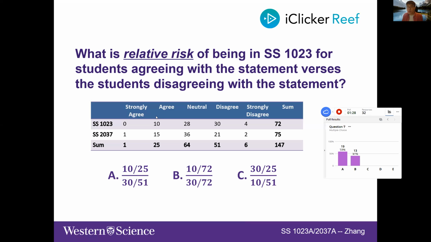So the question is, are we only looking at SS 1023? Yes, we are only looking at 1023. Let me think about how to explain this. The numerator and denominator depend on what our comparison is about, right? And the event itself will determine what is inside each element. If you look at each element, the first one is what we are looking at: the students in SS 1023 in the agree group, right? And for the denominator, we are still looking at SS 1023 in the disagree group. So in this case, we're just looking at SS 1023, not 2037 yet.